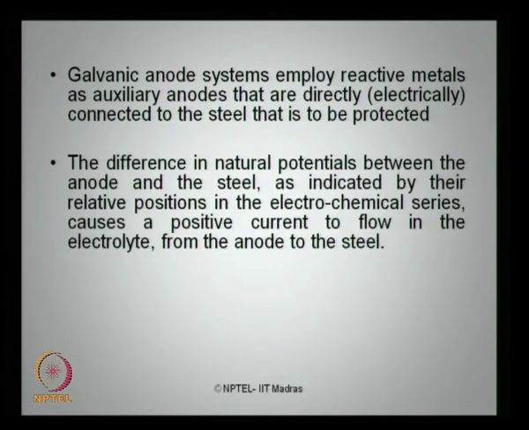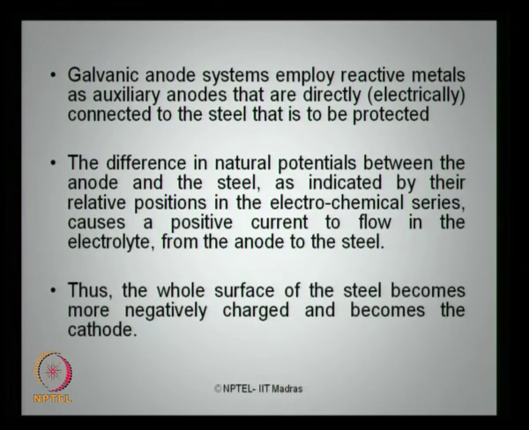The difference in the natural potential between the anode and the steel, as indicated by the relative positions in the electrochemical series, will make the material which is introduced anodic, and therefore corrosion will take place in this metal. It makes a positive current flow in the electrolyte from anode to steel, which results in corrosion of the anode, and that is how your principal member, which is cathodic, gets protected. Thus the whole surface of the steel becomes more negatively charged, and therefore becomes a cathode automatically, and gets protected.